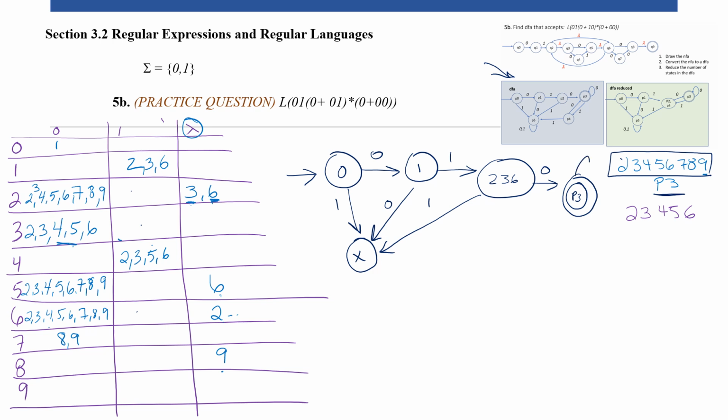And from that state, with a 0, I go back to myself, obviously. And with a 1, I'm going to go to the state of 2, 3, 5, 6.